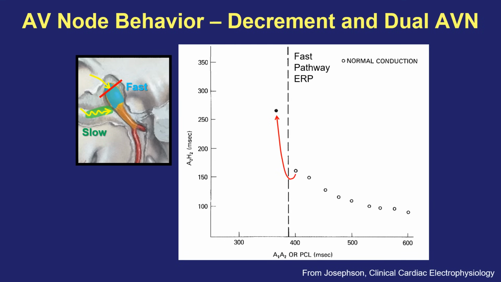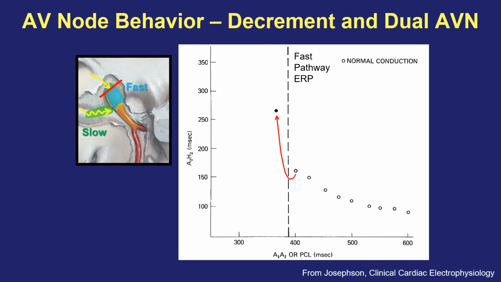And that is in fact reflected in the effective refractory period of the fast pathway. Again, when you see this sudden change, that means we blocked in the fast. That's the effective refractory period of the fast pathway. And now we're exclusively conducting through the slow.